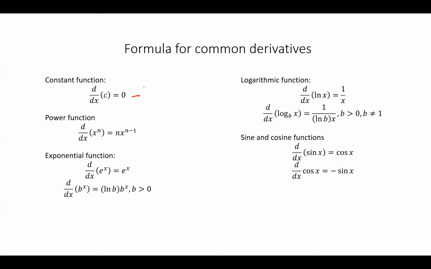For the power function itself, we treat x as a variable, right? That's our identifier, and n is a constant. An example is x to the power of 2, and when we take the derivative, it's going to be 2x.